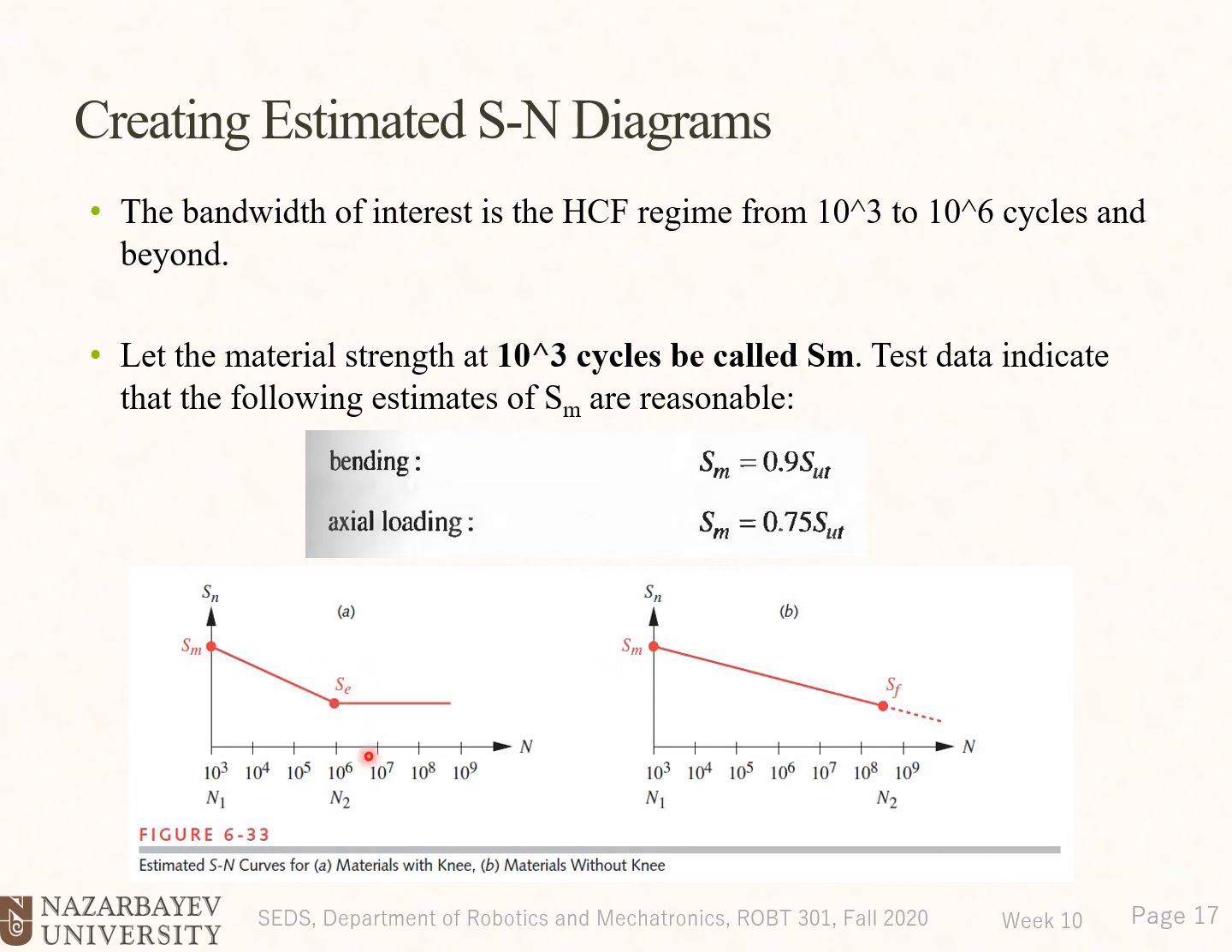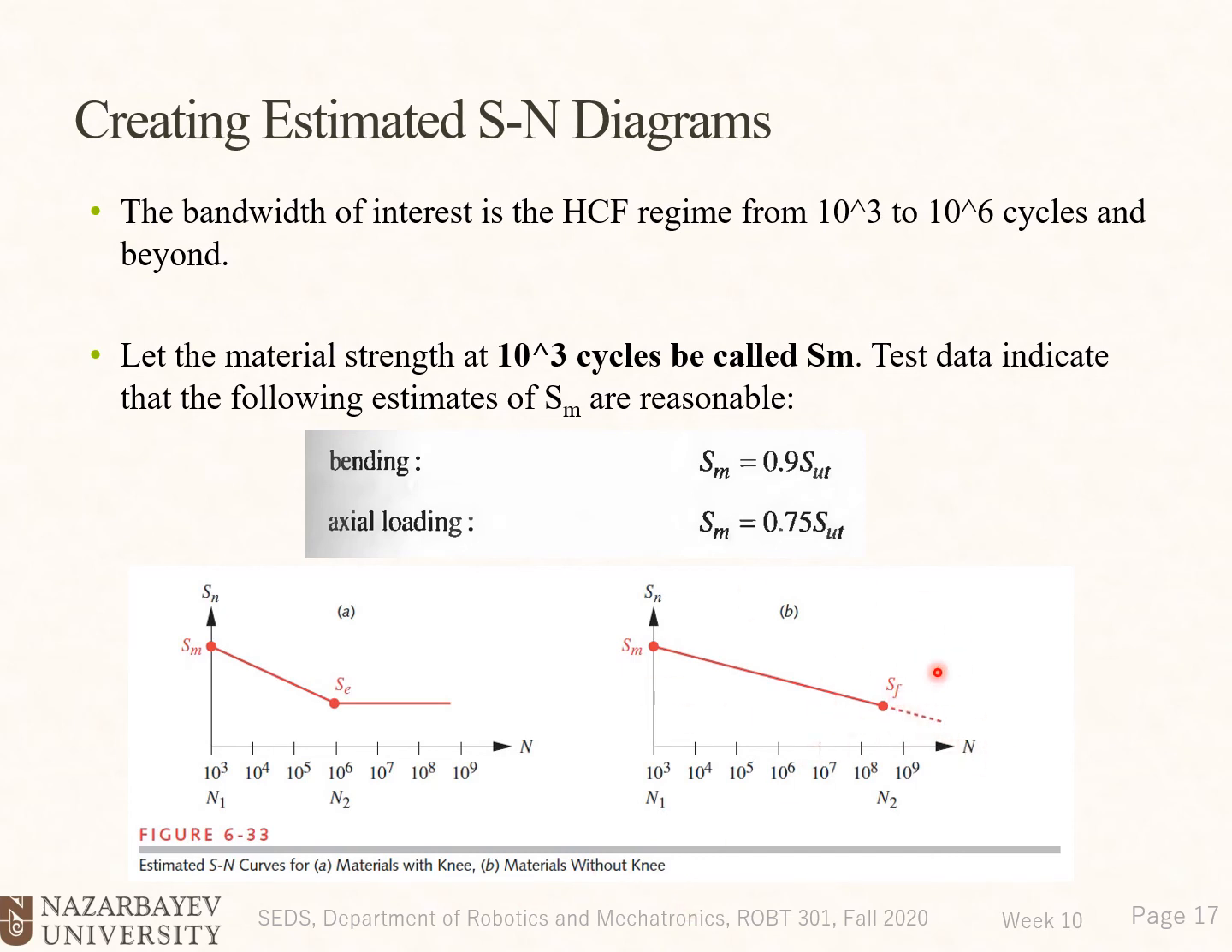And that one was uncorrected. Okay, so we need to first find Se prime, which is the uncorrected one based on the formula. Then we should apply correction factors to find the real Se at 1 million cycles. This is for those materials with a knee, unlike those without a knee, like aluminium.